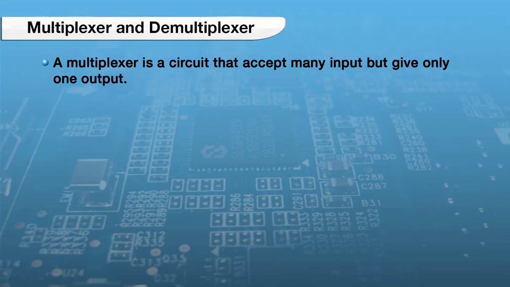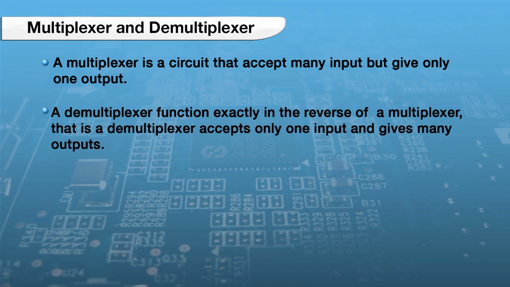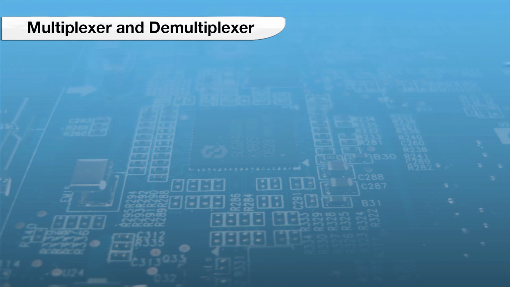A multiplexer is a circuit that accepts many inputs but gives only one output, as we have discussed in the previous lecture. Similarly, a demultiplexer functions exactly in reverse of the multiplexer. That is, a demultiplexer accepts only one input and may give many outputs.